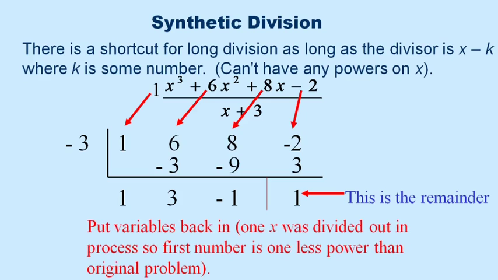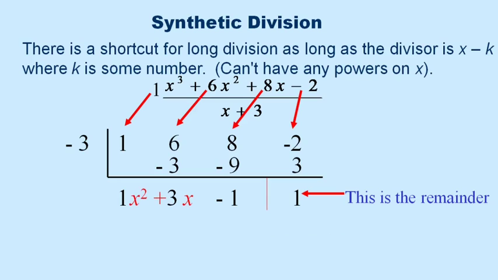So put the variable back as x. Since we have three terms here, we can start giving power from 2. If there are three terms, we will consider 2. If there are four terms, we will consider 3. So this can be written as 1x square plus 3x minus 1. This is our quotient.